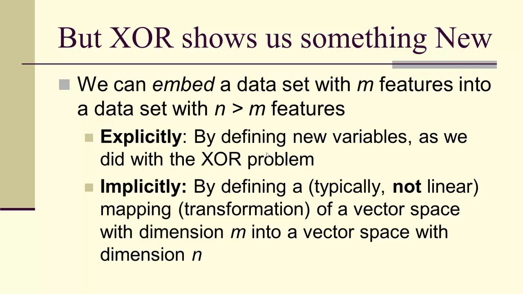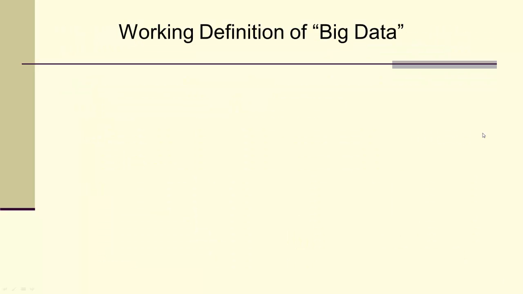In particular, we can embed a data set with m features into a data set with n more than m features. We could do this explicitly by simply defining new variables, absolute values and things like that. Or we can do it implicitly by defining a transformation, typically not a linear transformation, that maps from the lower dimensional vector space into the higher dimensional vector space. This gives us the ability to make a working definition of big data.